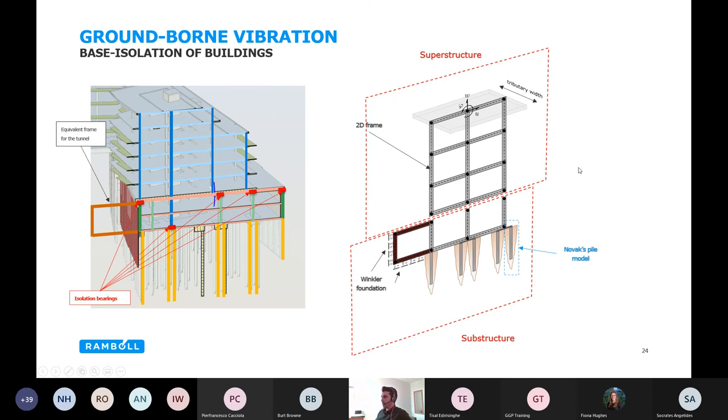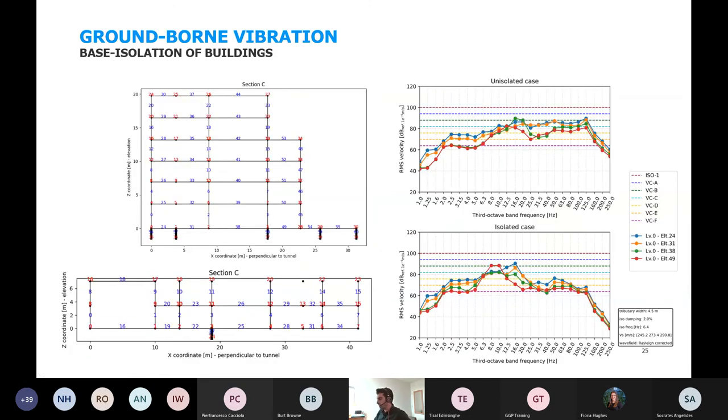Just to touch on how this framework can be used in practice, we can do a similar approach to the two-dimensional one for a case study, by looking at simplified models for the pile foundation and for the components that are in contact with the ground, assuming a Winkler foundation, we can build up a substructure system. And also we can have our 2D frame as before representing the superstructure, so that we can solve the ground-borne vibration problem for the building while being efficient computationally. This is very advantageous in the early stage of design, or also at a later stage when several design options may need to be assessed before taking a decision.